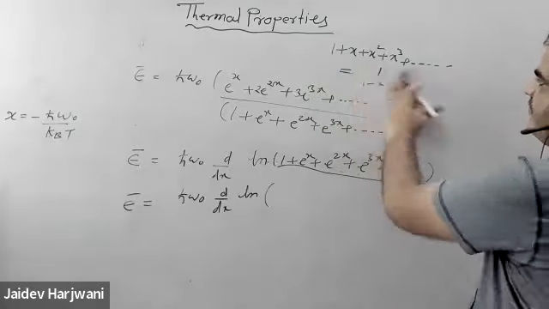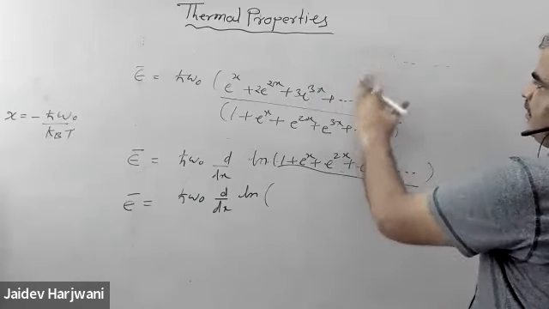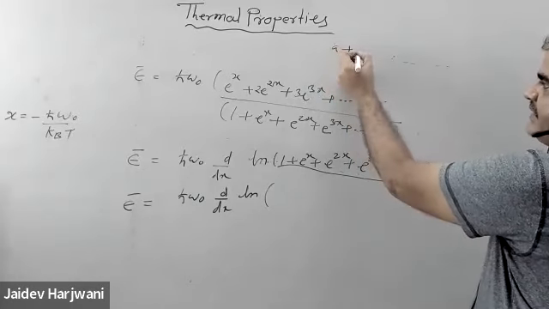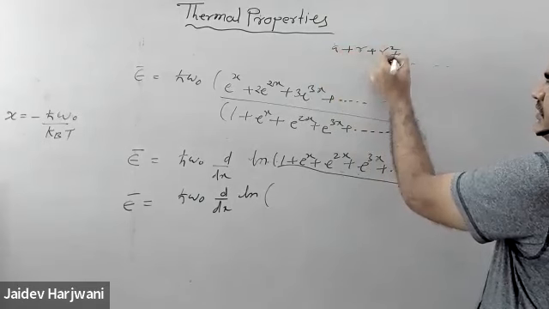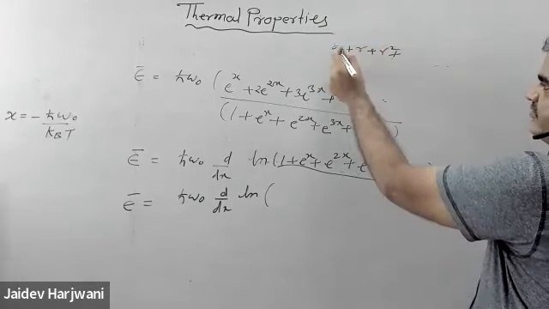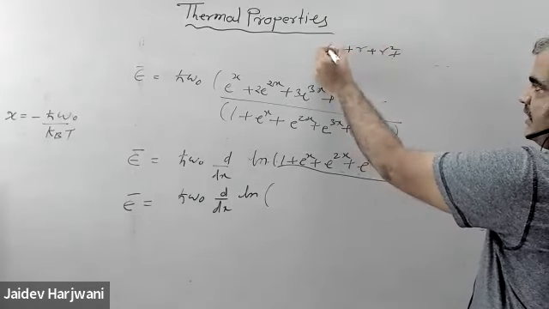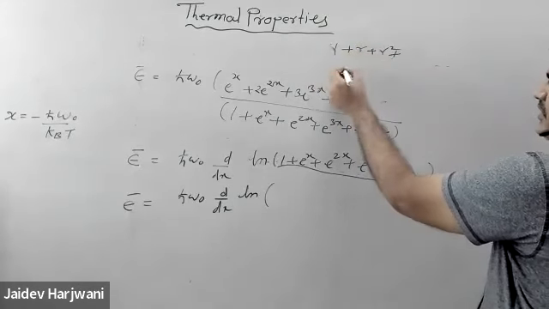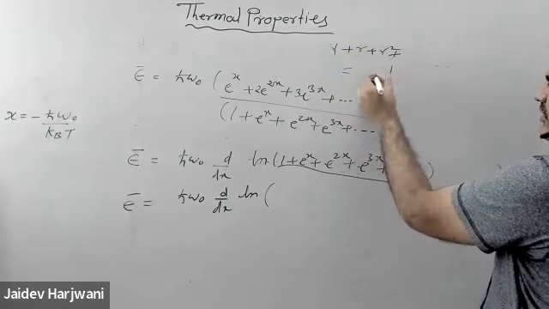Suppose you have a series a plus ar plus ar square. With a equal to 1, so 1 plus r plus r square, this expression sums to 1 upon 1 minus r.